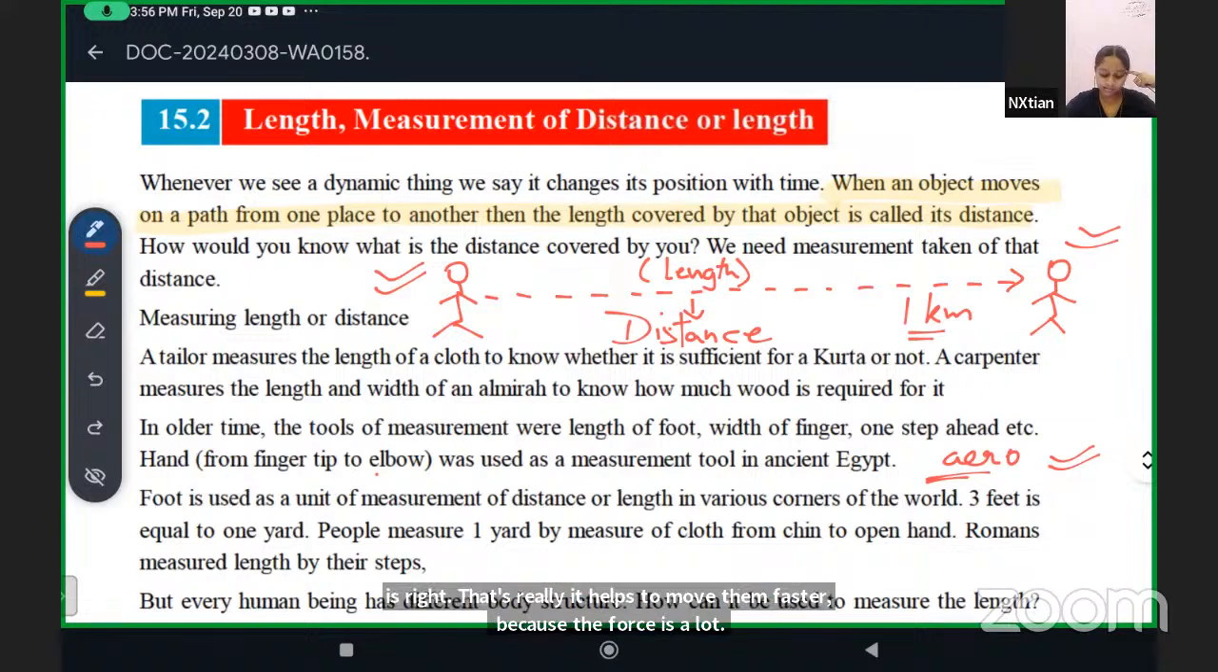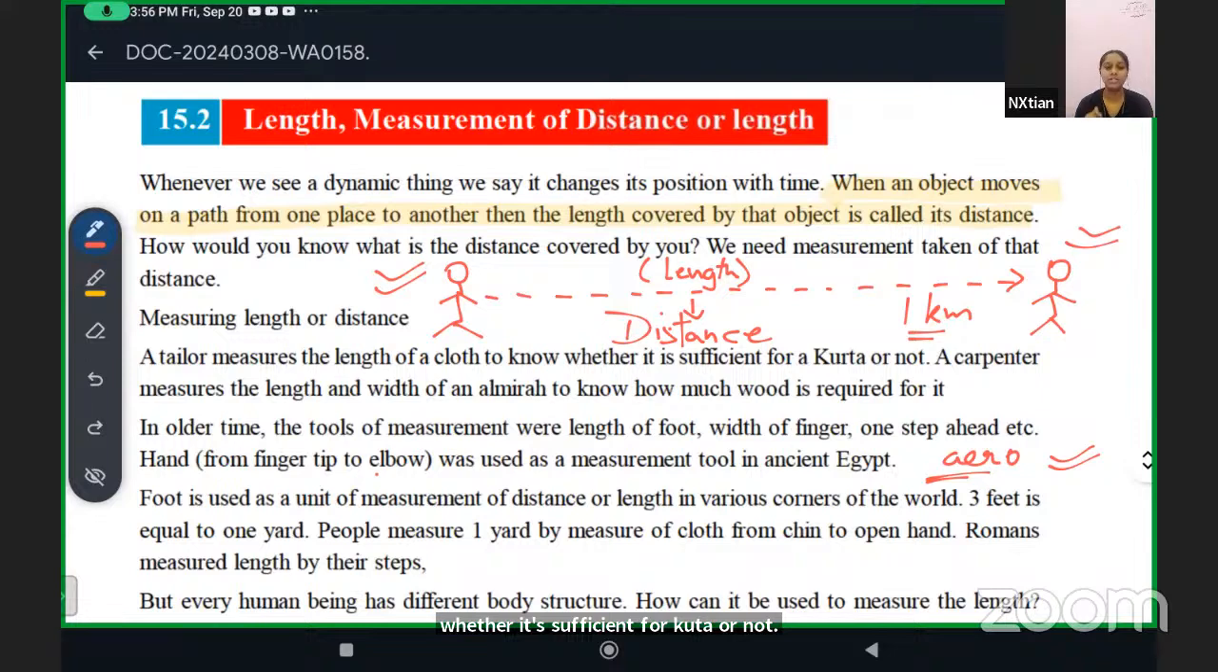Now, a tailor measures the length of a cloth to know whether it's sufficient for a kurta or not. When we have purchased a dress material and want a dress made of it, a kurti or a shirt or anything, the tailor measures our sleeve, our waist, and everything so that it fits us. Then, according to our measurement, he cuts the cloth and stitches it. So that is another measurement of length.